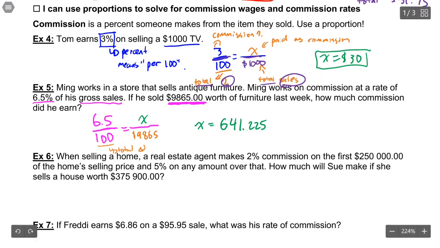But this is money. So we need to round that correctly to the nearest cent. So do we get to keep 22 cents? Nope. Because this is a 5, you need to round it up to $641.23.